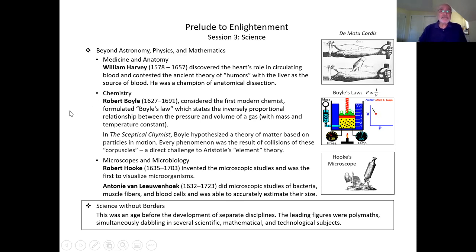In chemistry, Robert Boyle, entirely in the 17th century in his lifespan, considered the first modern chemist, formulator of Boyle's law, which states an inversely proportional relationship between pressure and the volume of a gas, as long as the mass and temperature stay constant. So here is the volume on the y-axis and pressure on the x-axis with everything else constant, and it shows the relationship of those two, which is going to be very significant for the development of things like the steam engine, which is happening virtually as we speak at this point in the 17th century.